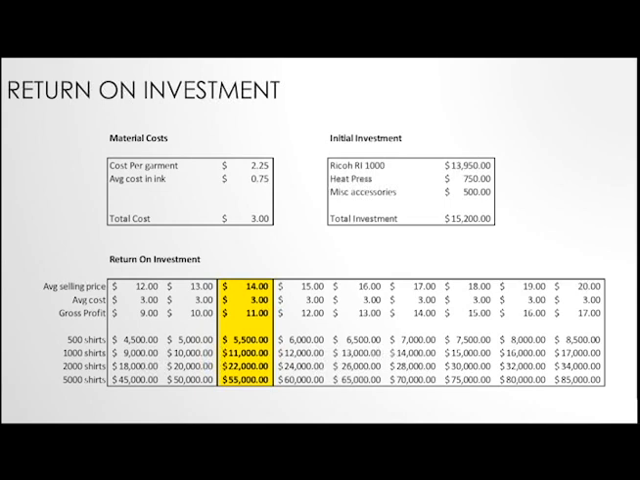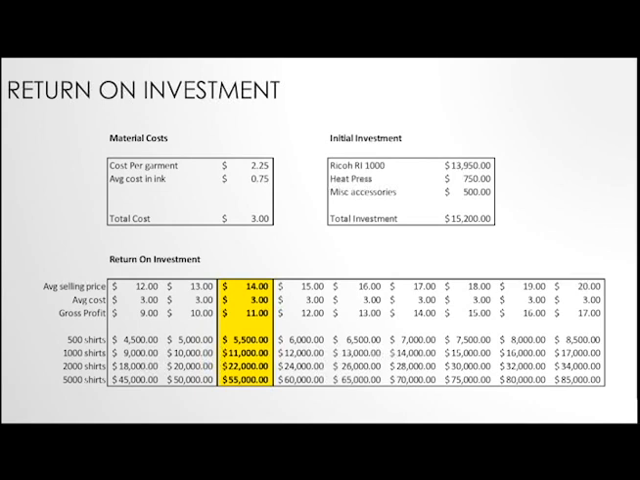Your average ink cost per print, it's going to vary. A light colored shirt maybe only 15, 20 cents. A dark shirt maybe closer to 85, 90 cents. But on average, I put here 75 cents. Means your total material cost is $3.